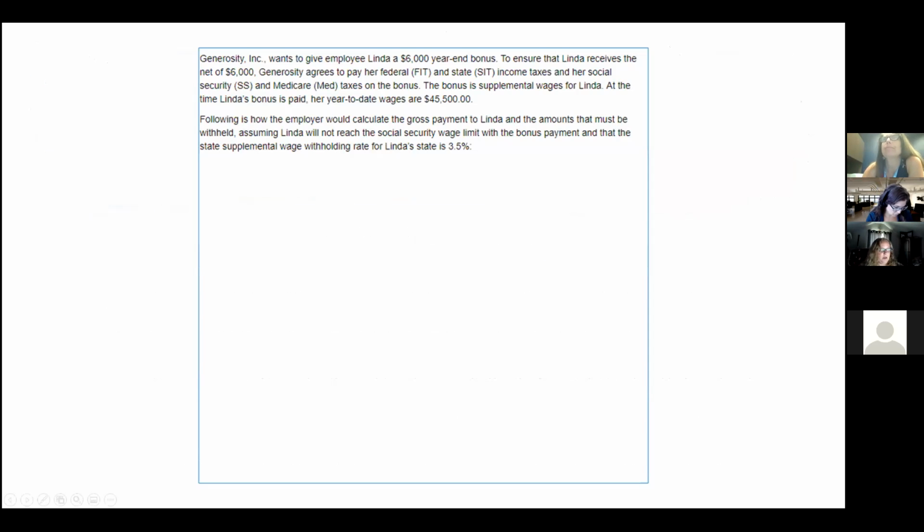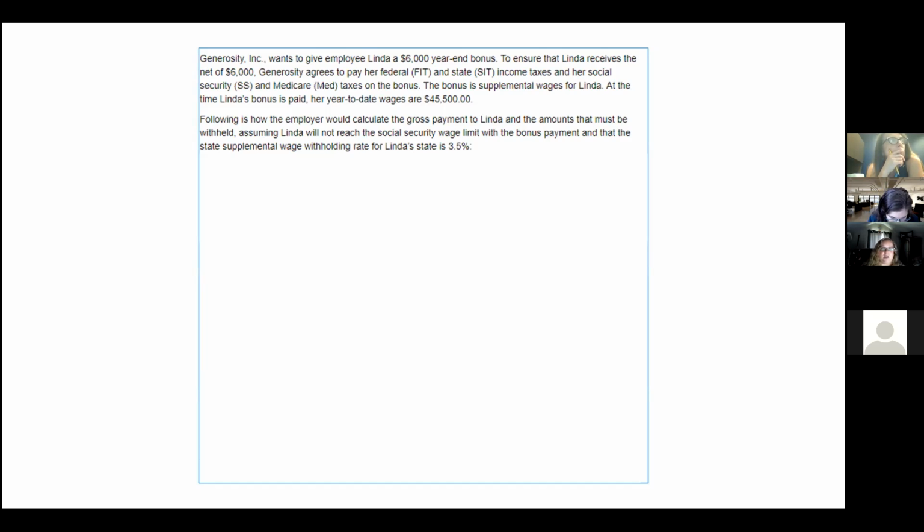So here's an example. Generosity Inc. wants to give her employee, Linda, a $6,000 year-end bonus. To ensure that Linda receives the net amount of $6,000, Generosity agrees to pay her federal income tax, state income tax, and Social Security and Medicare on the bonus. The bonus is supplemental wages for Linda. Hint, that tells us something about how we're going to withhold federal income tax. At the time the bonus is paid, her year-to-date wages are $45,500. Hint, that also gives us information about what percent we're going to use for the federal income tax.